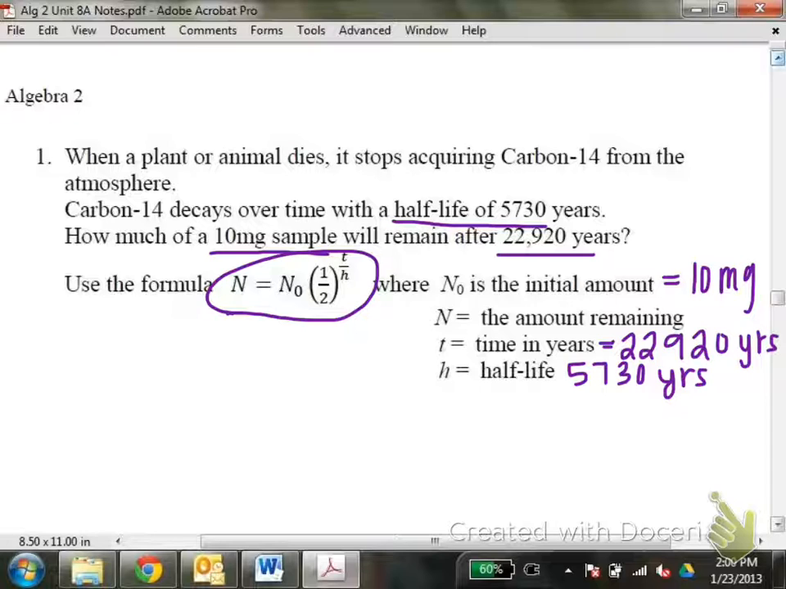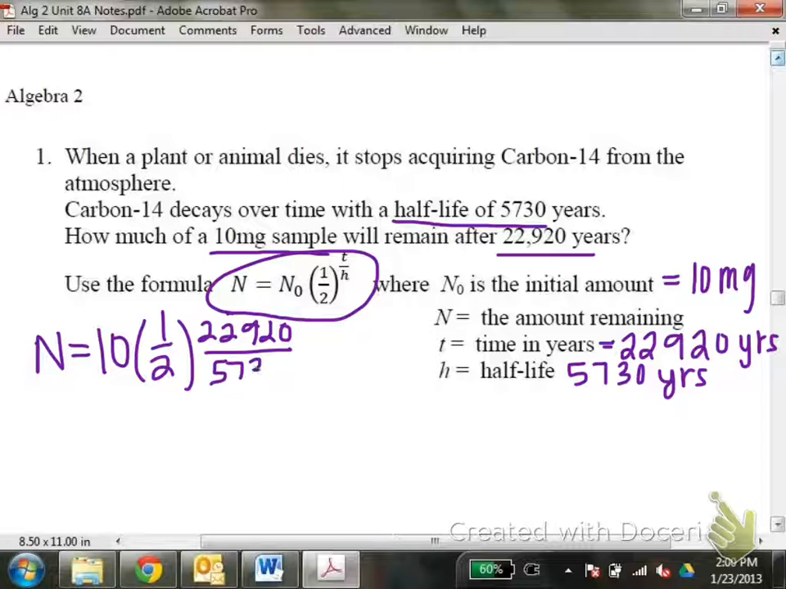I guarantee that almost always when you plug it in, that fraction will reduce. Okay? You are allowed to use calculators. So you can use those. So let's actually plug it in. We're trying to solve for n. N sub 0 we said was 10 milligrams times 1/2 to the T over H. So that's going to be 22,920 over 5,730.